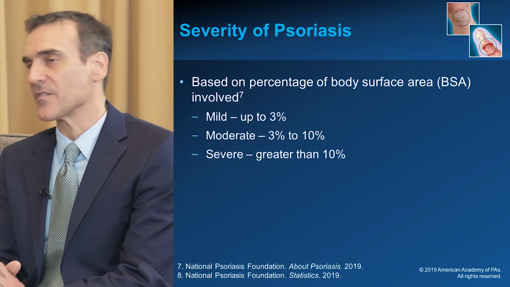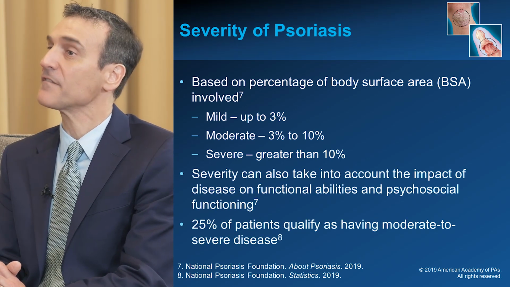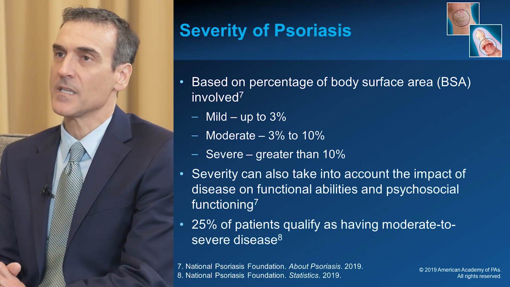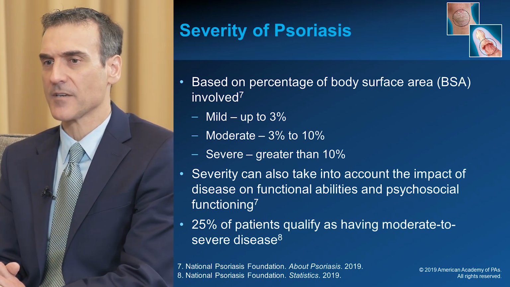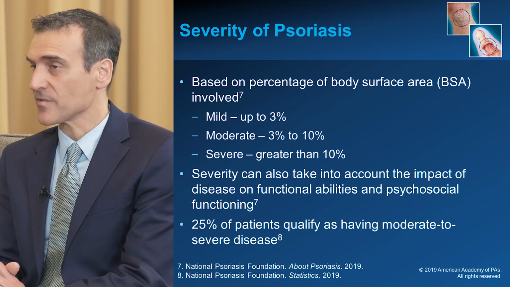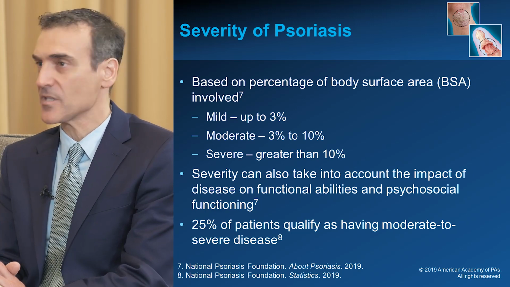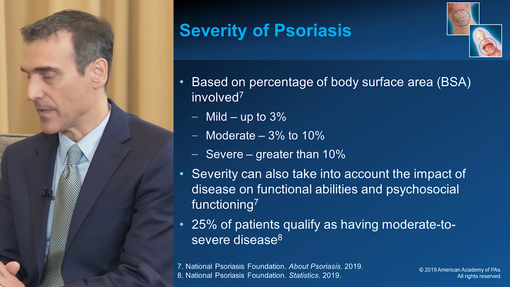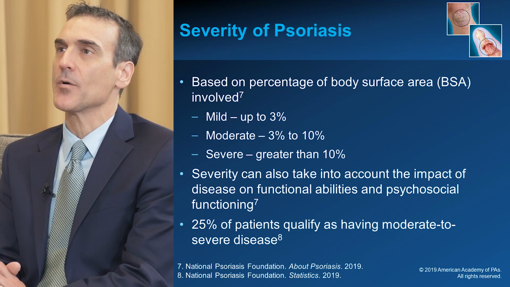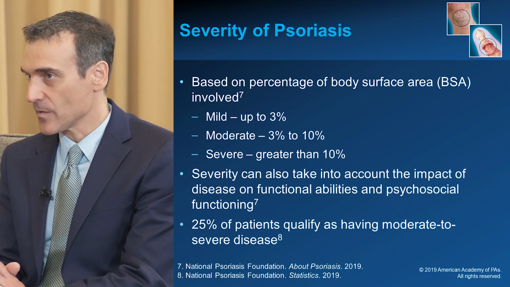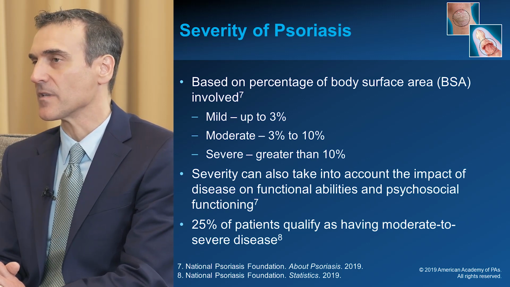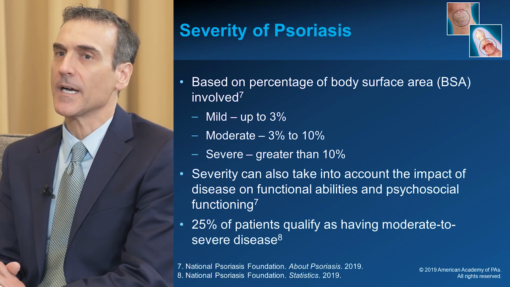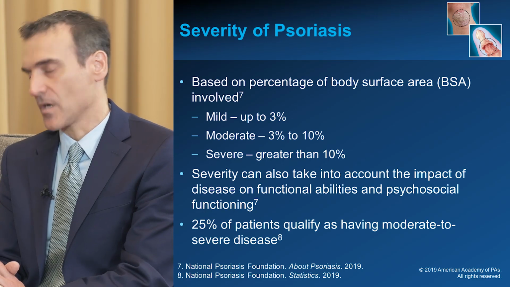And then the other side of it is how the disease affects function for a patient, their daily living. I'll give you an example. I have a patient in my practice that actually had less than 3% of BSA, but he was an electrician and it was affecting his hands predominantly. And so we were able to qualify him as a severe patient under the circumstances and get him the proper treatment with the insurance company. So it is also about how it affects function as well.